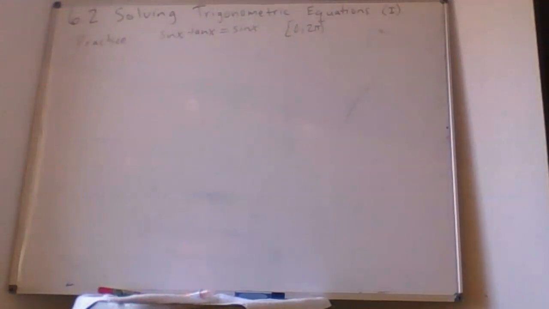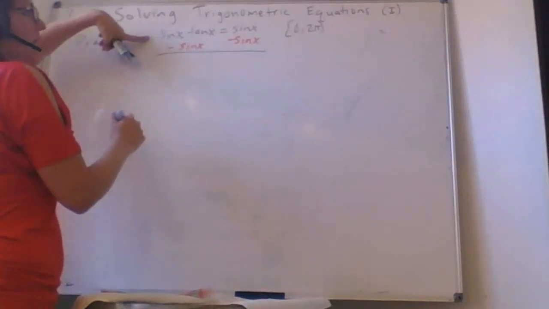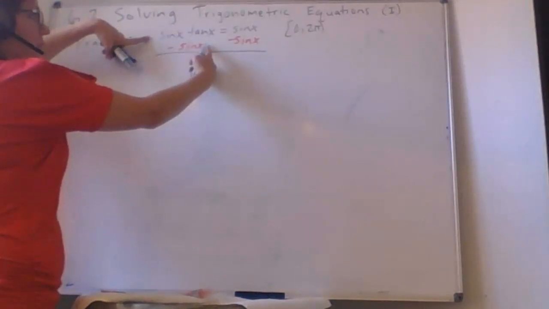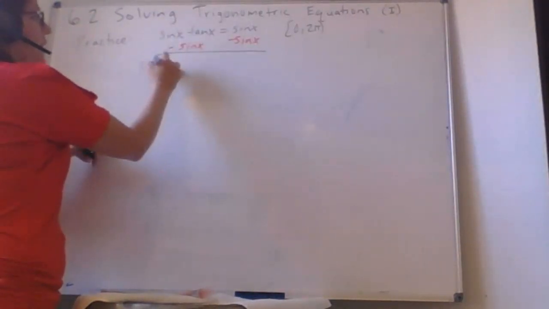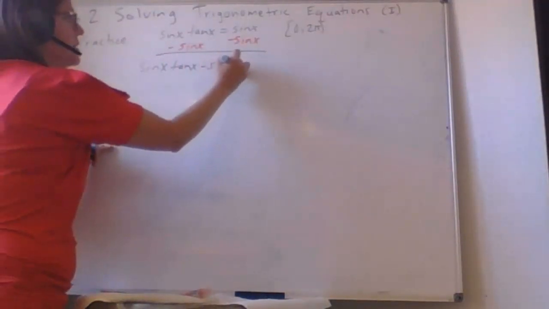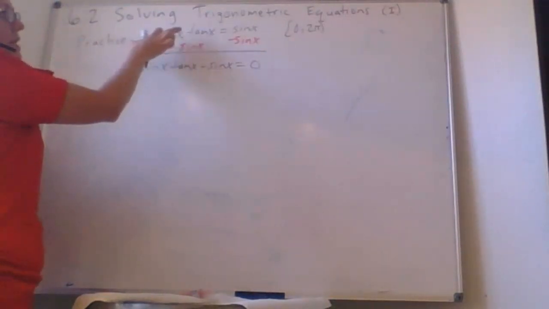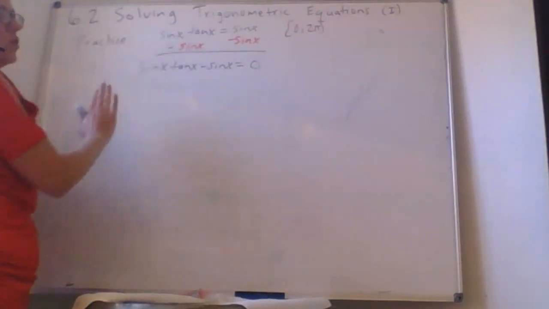Practice. Solve sine x times tangent x equals sine x over the interval 0 to 2 pi. Again, because we have two trigonometric functions multiplying each other, it's quadratic in form, so we need to set it equal to 0. I will subtract sine x from both sides. Now, sine x tangent x is all one term, so it's not the same as sine x by itself. So we just write sine x tangent x minus sine x equals 0. Notice the terms cannot cancel because sine x is multiplied by tangent x, so subtraction will not cancel it.